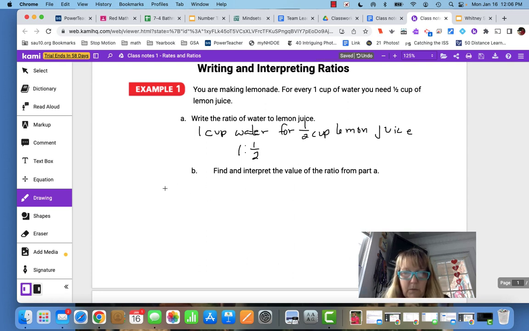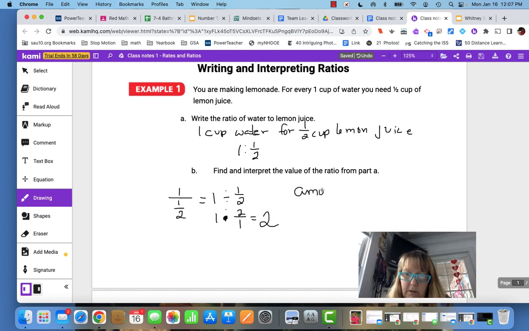Now it says to find and interpret the value of the ratio from part A. So we're looking for the multiplicative relationship. In other words, what can you multiply one by to get to the other? If we doubled the water, you'd have 2 cups of water and you'd have 1 cup of lemon juice. So we need to find that number. We write the ratio as 1 cup for every 1/2 cup of lemon juice. And we know that 1 divided by 1/2, since we're dealing with fractions, we can use our old friend, the elementary school division. Keep the 1, change it to multiplication, and multiply by the inverse. So we have 2 over 1, which equals 2.